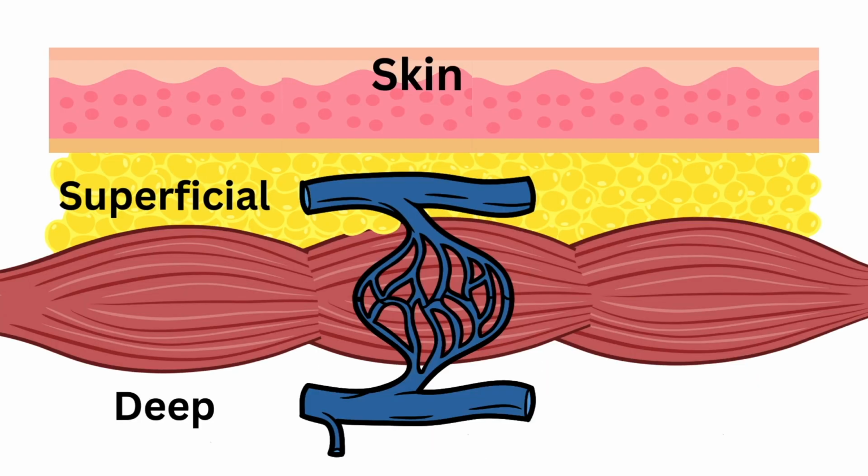Also, we have superficial veins and deep veins. Superficial veins are readily right below your skin in the subcutaneous fat that we see here. Deep veins are beneath your fascia or usually inside the muscles.